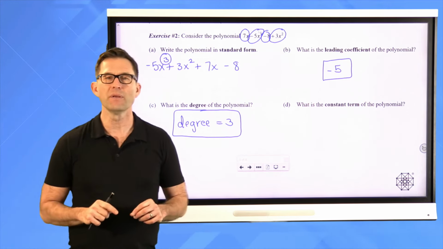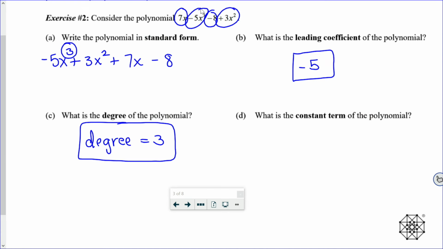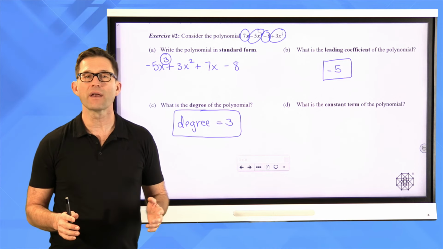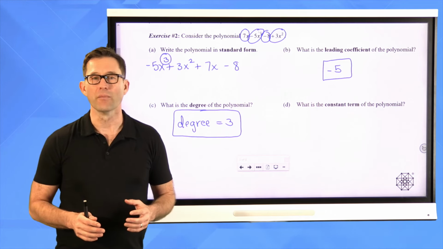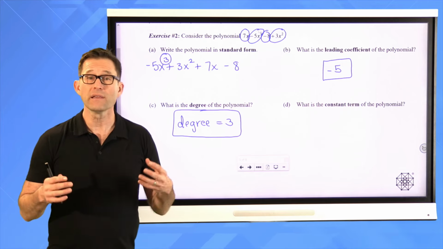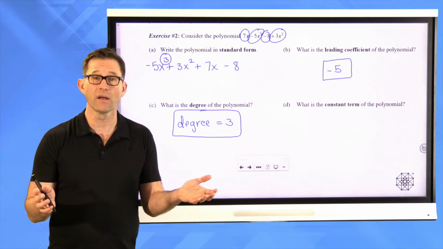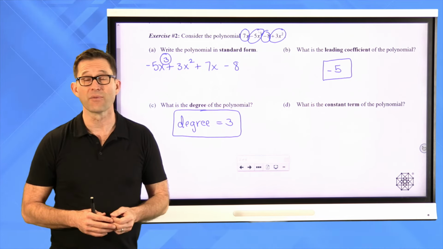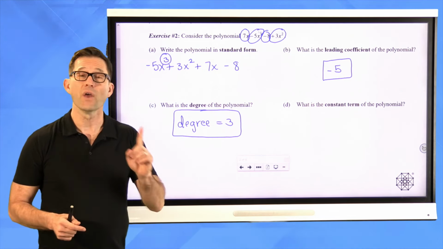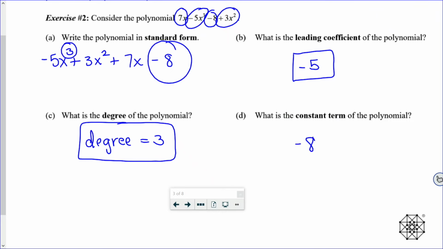Now finally, a piece of terminology we didn't see in the last lesson. Let's take a look at letter D. What is the constant term of the polynomial? All right, this one's kind of cool. The constant term of a polynomial is simply the term that doesn't have any variables in it, right? Like literally, variable and constant are opposites of each other. A constant is something that is constant. It doesn't change. And a variable is something that varies or does change. The only term that is constant here is -8. And it is -8. It's not +8.